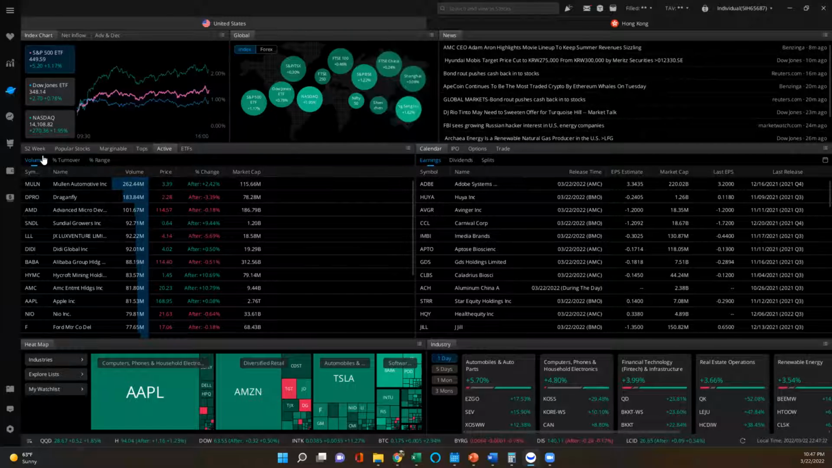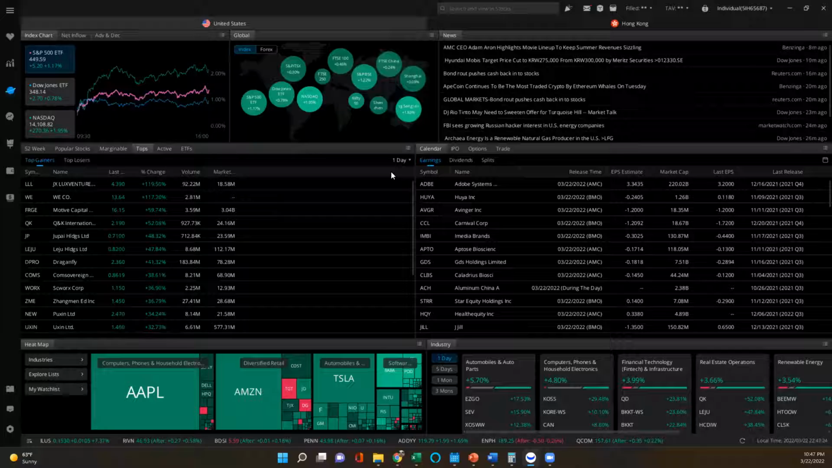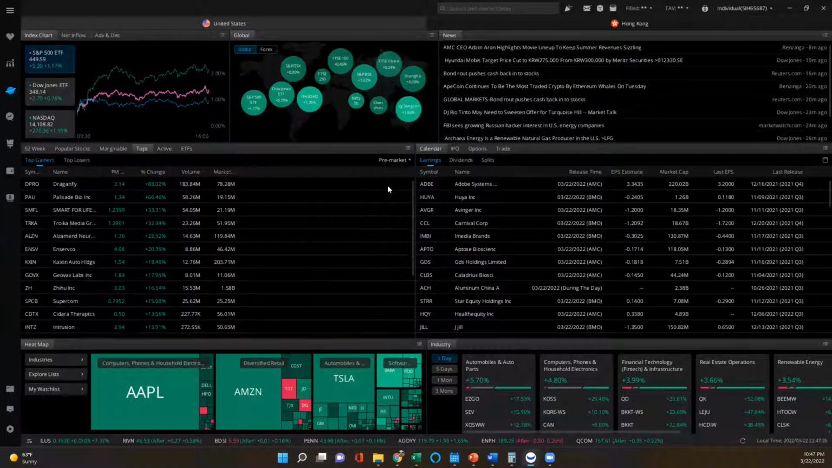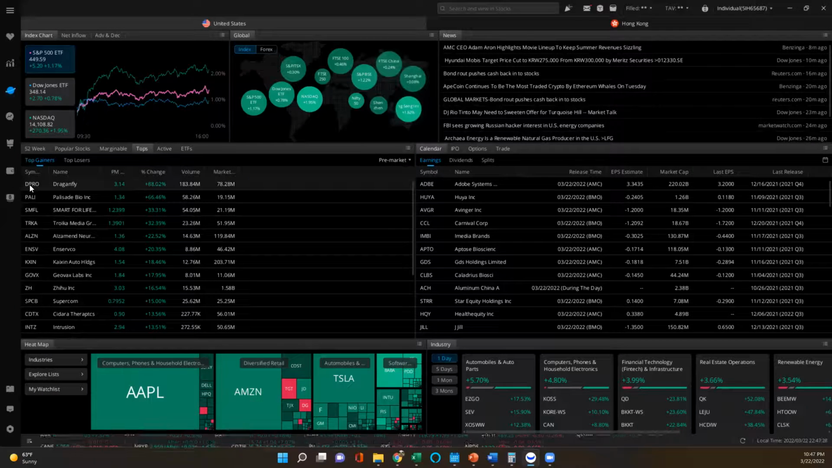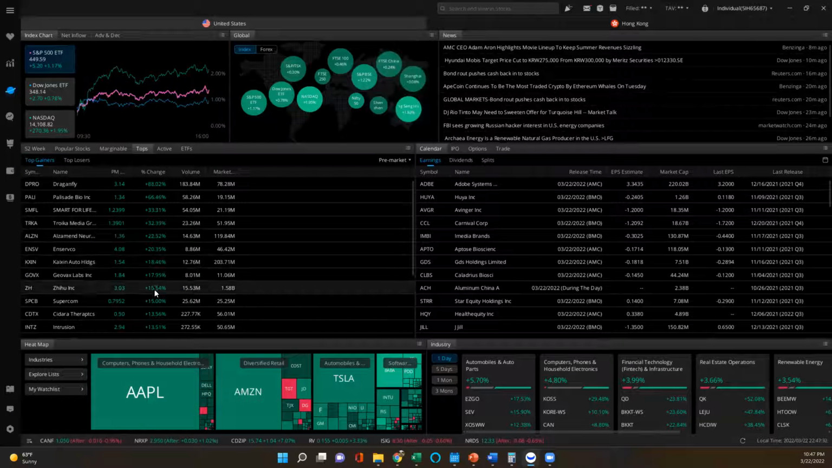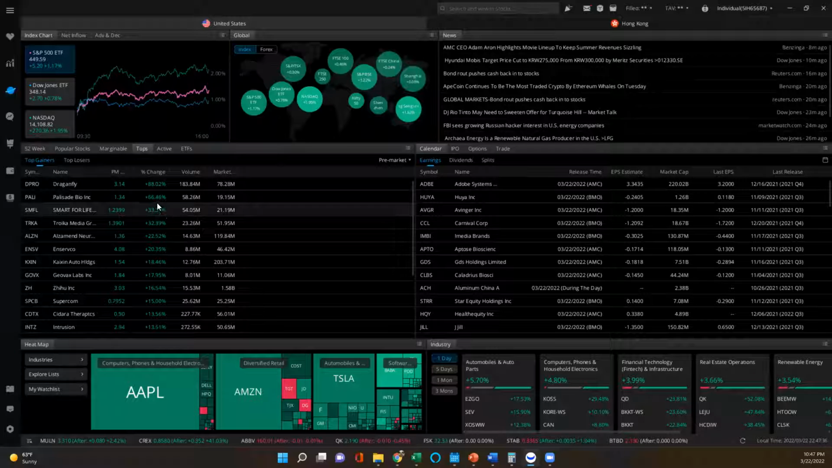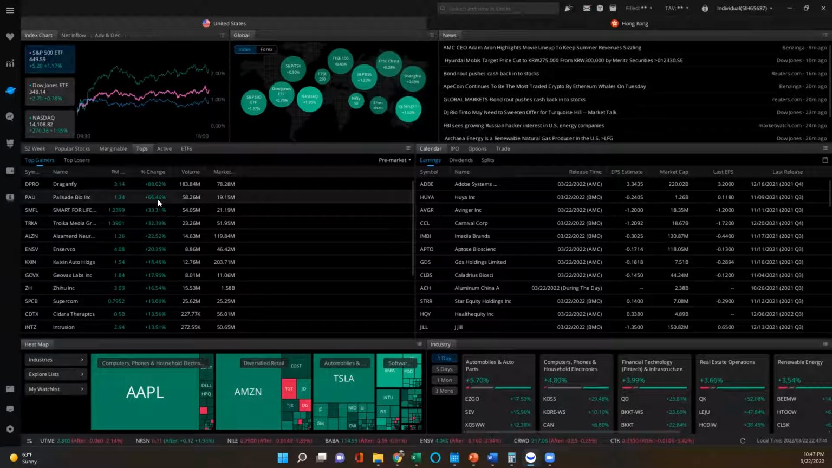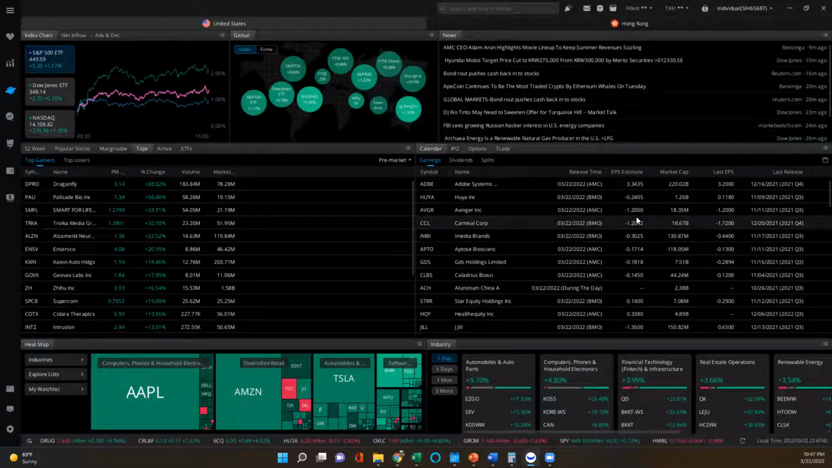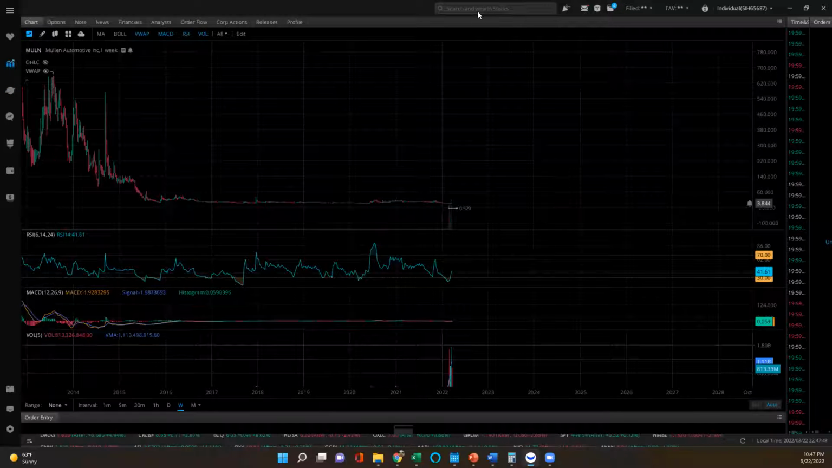I like to use the scanner here, tops pre-market, and then this can show you what big movers are happening before the market's open. And this can sometimes just add stocks on your watch list that you want to keep an eye on and that could rally past what their major resistance point was in the morning time. But anyway, so we'll start with MULN here.